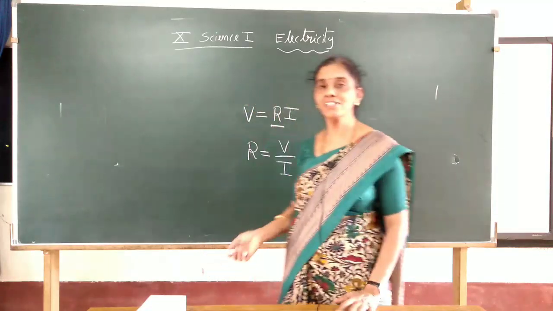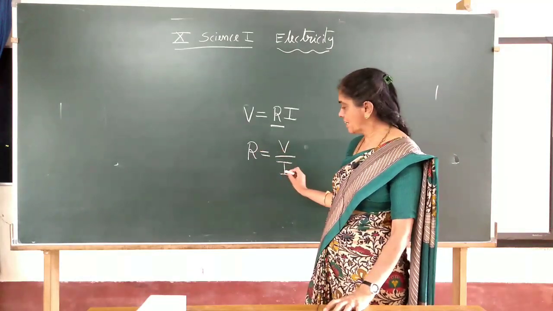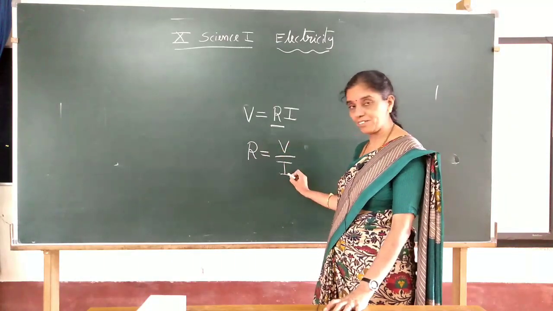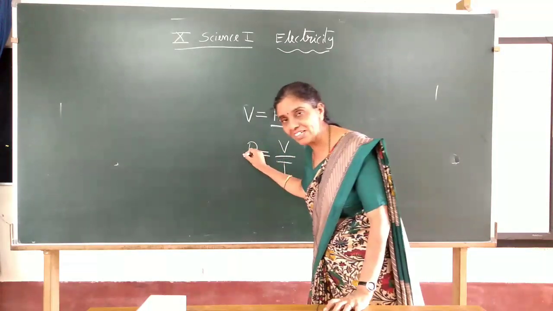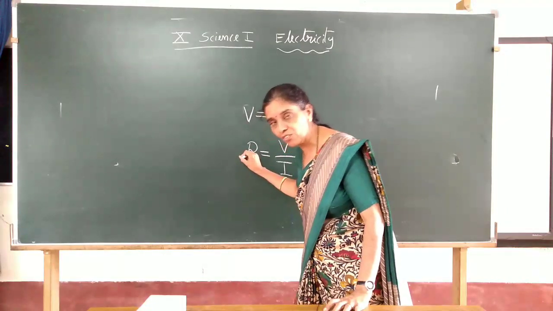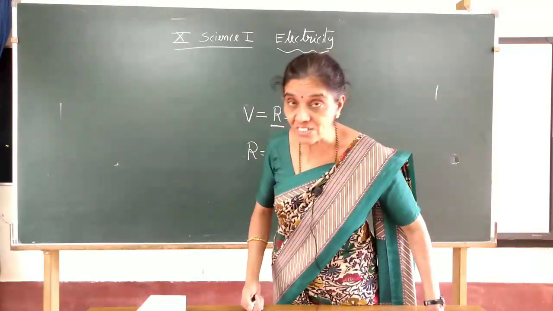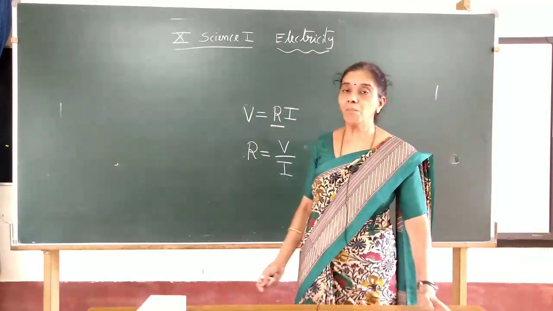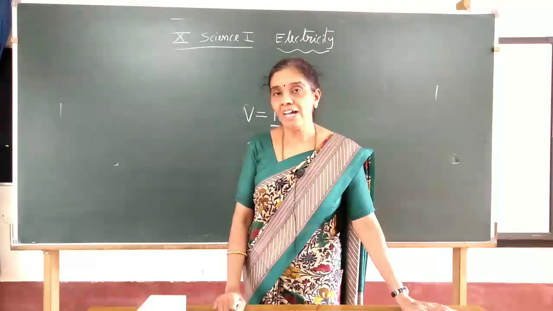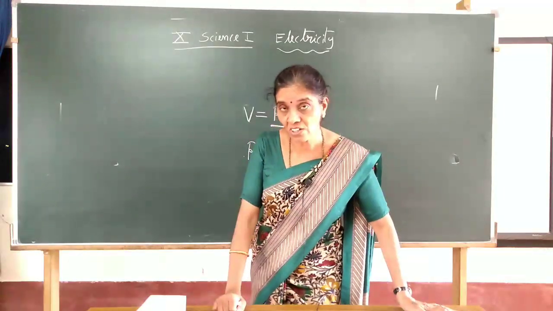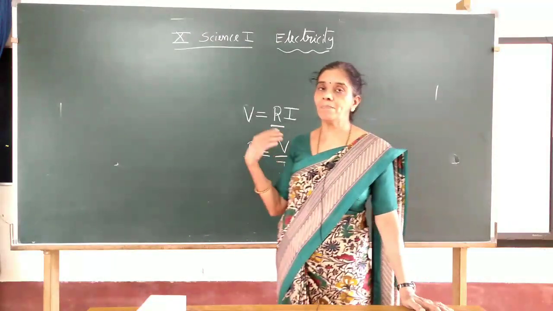And if you see this expression, resistance and current are inversely proportional. If the resistance of a conductor is more, then what does it say? The current flowing through the conductor is less. And we have seen metals like copper, aluminium, etc. They have less resistance. Obviously, the current flows through them easily.